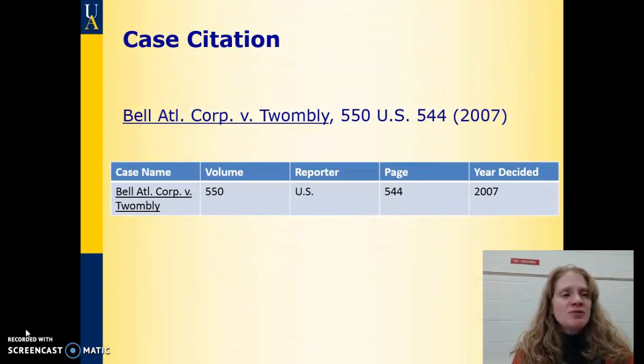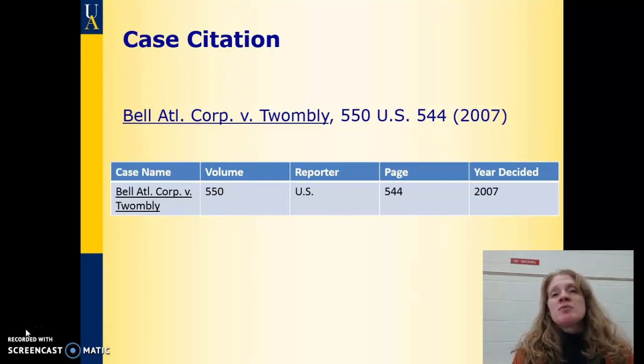Case citations. First you have your case name, then the first number is the volume number, because this all started in books, so it's the volume number of the book, the name of the reporter, in this case U.S., the page number the case starts on, and the year the case was decided.